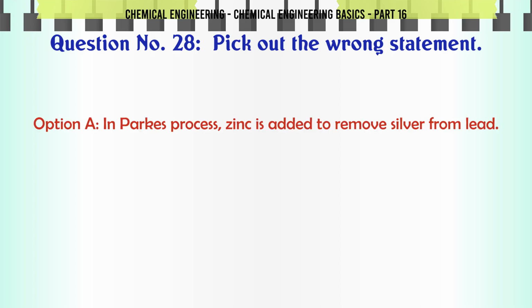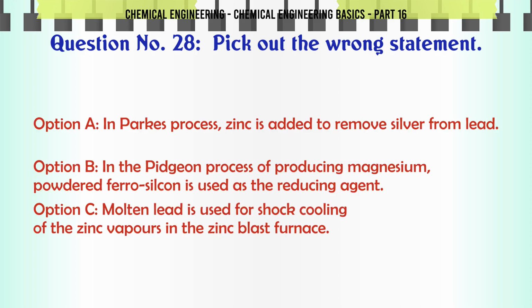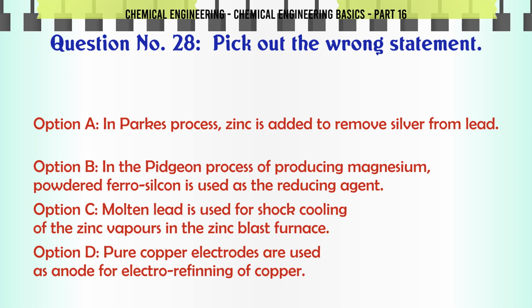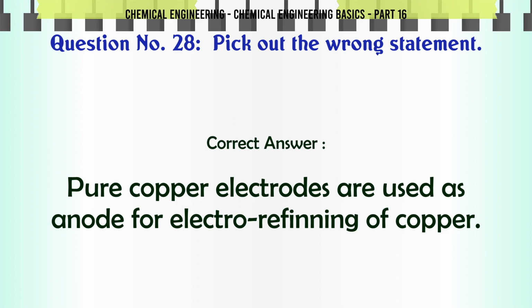A, in Parkes process zinc is added to remove silver from lead, B, in the pidgeon process of producing magnesium powdered ferrosilicon is used as the reducing agent, C, molten lead is used for shock cooling of the zinc vapors in the zinc blast furnace, D, pure copper electrodes are used as anode for electro refining of copper. The correct answer is pure copper electrodes are used as anode for electro refining of copper.